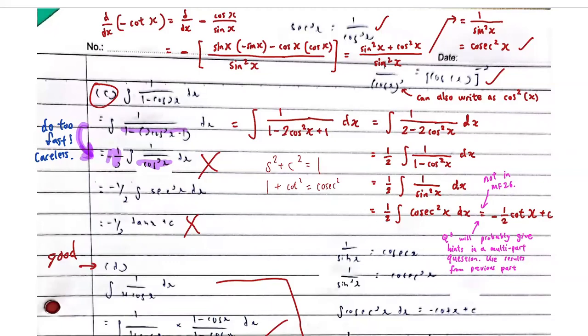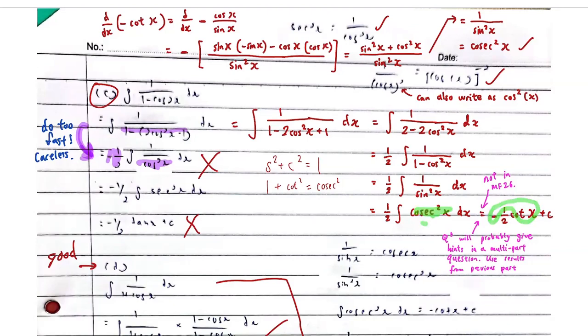I never memorized those formulas that are not in the formula list because I know that A levels will provide the information. They will probably give you the hints in a multi-part question. So like part 1, they'll ask you to differentiate this to get that. Maybe in part 1, they'll tell you to differentiate negative cotangent x and show that it's cosecant square.